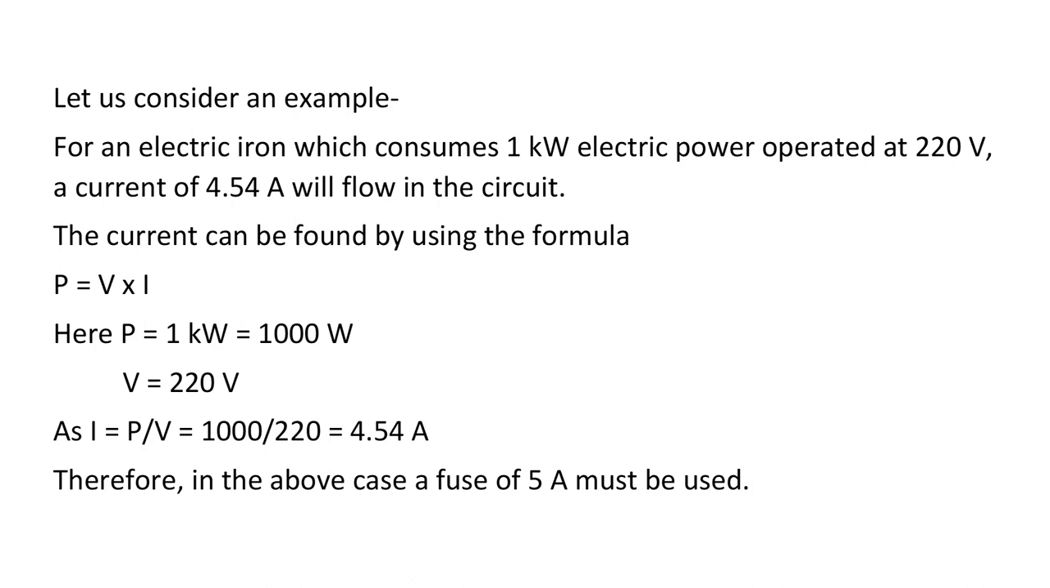In the above situation, the power is given as 1 kilowatt which is equal to 1000 watt and the potential difference is given as 220 volt. So we know that I is equal to P upon V, which is 1000 by 220, which comes out as 4.54 ampere. Therefore, in the above case, the most feasible fuse that can be used is a rating of 5 ampere. These are the two major examples of electric bulb and fuse which are based on the heating effect of electric current.